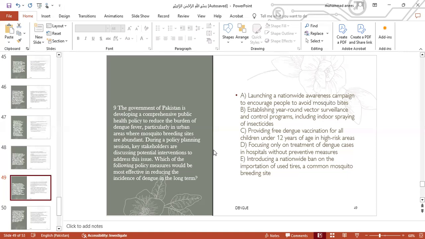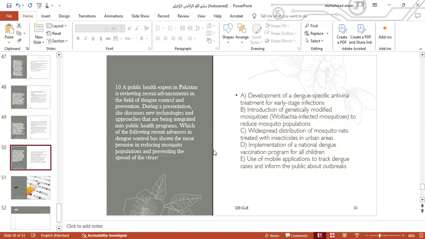A, launching a nationwide awareness campaign to encourage people to avoid mosquito bites. B, establishing year-round vector surveillance and control programs, including door-to-door spraying of insecticides. C, providing free dengue vaccination for all children under 12 years of age in high-risk areas. D, focusing only on treatment of dengue cases in hospitals without preventive measures. E, introducing a nationwide ban on the importation of used tires, a common mosquito breeding site. The correct answer is B.